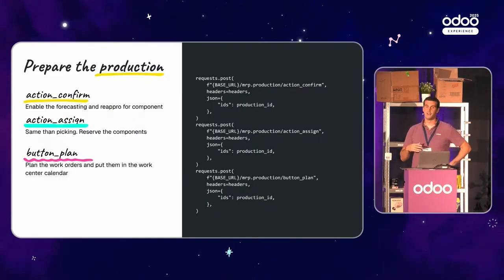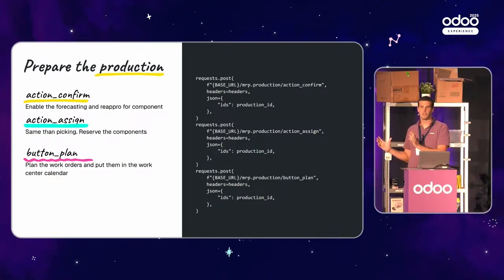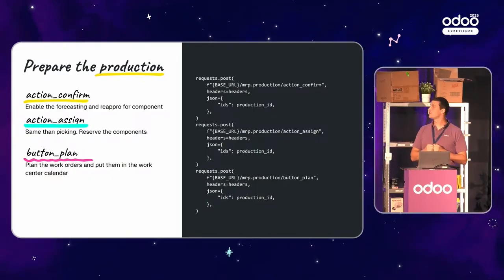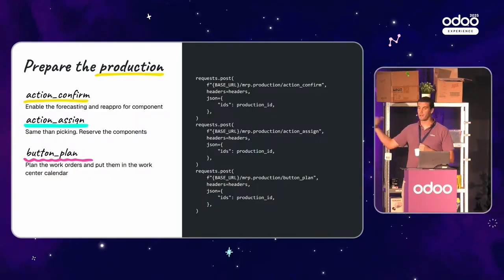You have the action assign. Again, we block the components, so we are sure we use them for this production order, and it's not possible to take them in another one. We have a slightly different action after that.